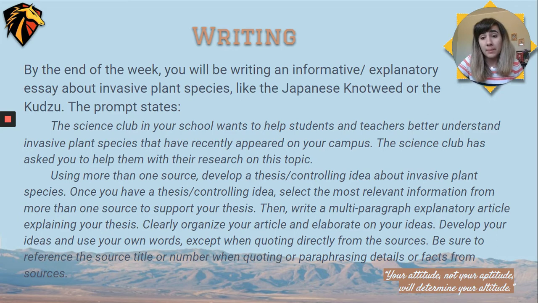The Science Club has been asked to help them with their research on this topic. So using more than one source, develop a thesis or controlling idea about invasive plant species. Once you have a thesis statement, select the most relevant information from more than one source to support your thesis. Then, write a multi-paragraph explanatory article explaining your thesis. Clearly organize your article and elaborate on your ideas. Develop your ideas and use your own words, except when quoting directly from other sources. Be sure to reference the source title or number when quoting or paraphrasing details or facts from sources.